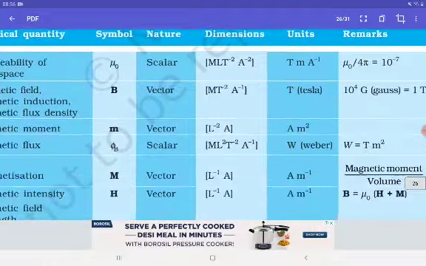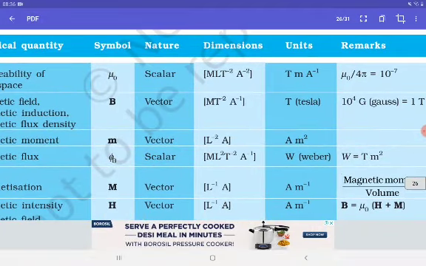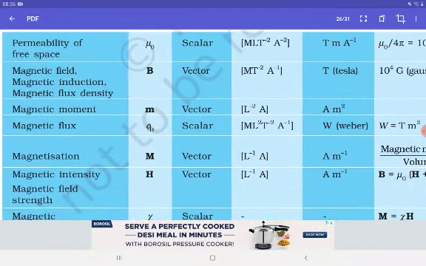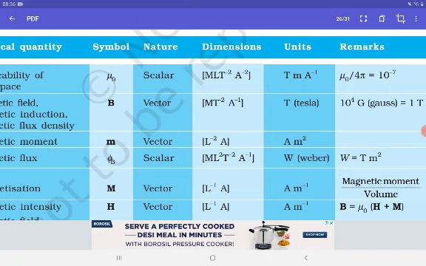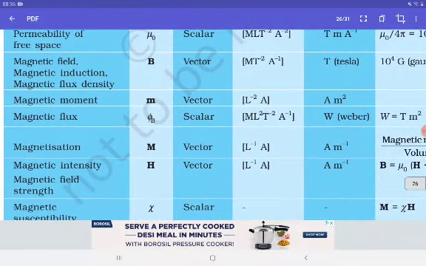magnets. Next, we are having the dimensions of different properties. Permeability of free space μ0 is a scalar quantity, and the dimension formula is [M L T^-2 A^-2]. Unit is Tesla meter per ampere. Magnetic field, magnetic induction, magnetic flux density, that is B, is a vector quantity, [M T^-2 A^-1]. Magnetic moment m, vector, [L^2 A].